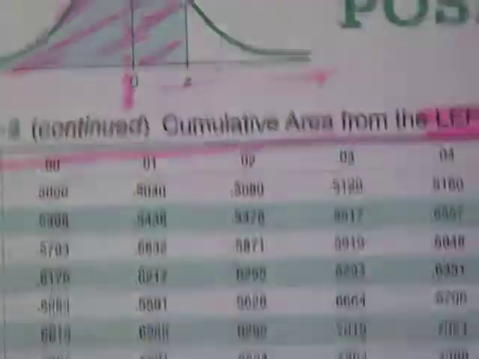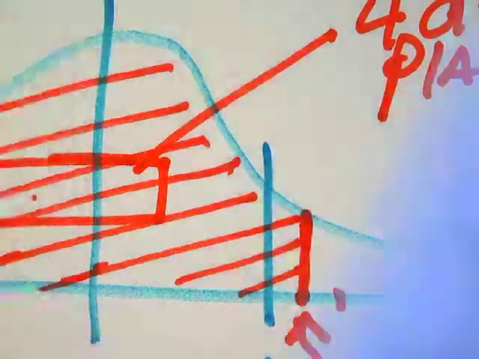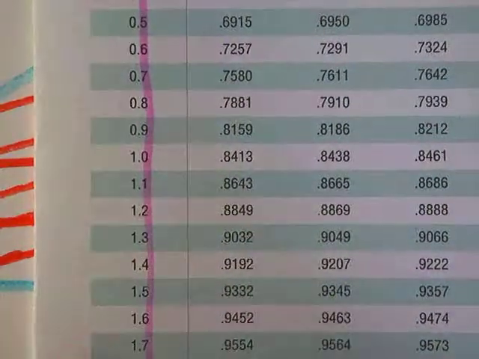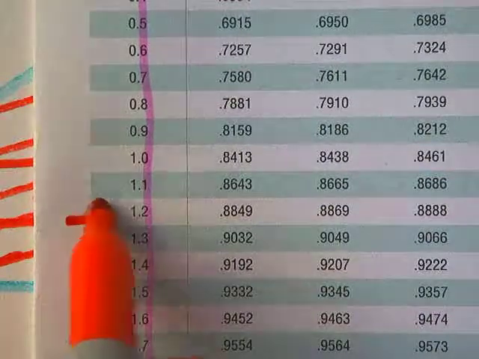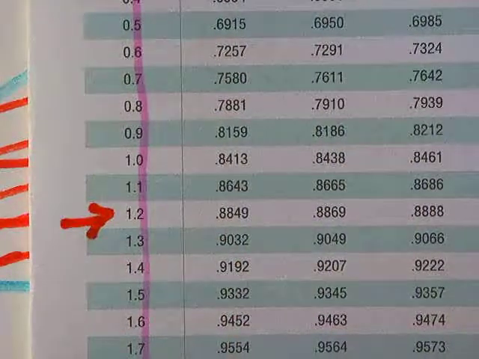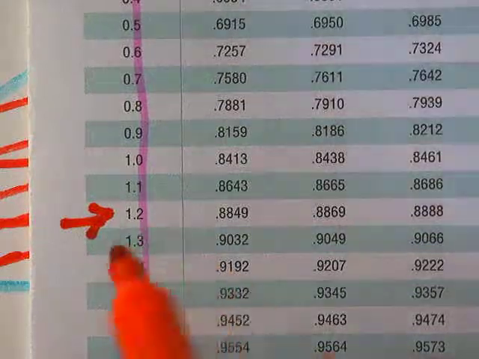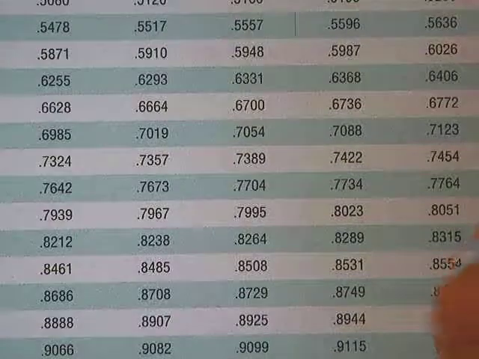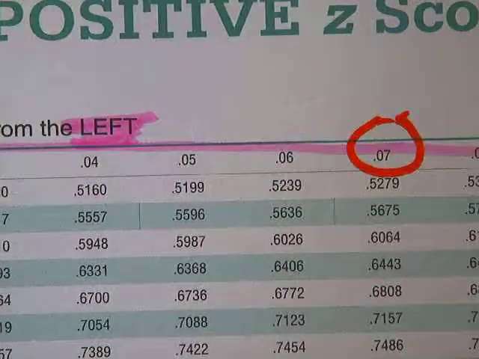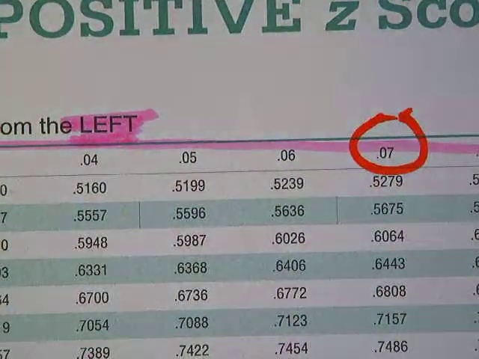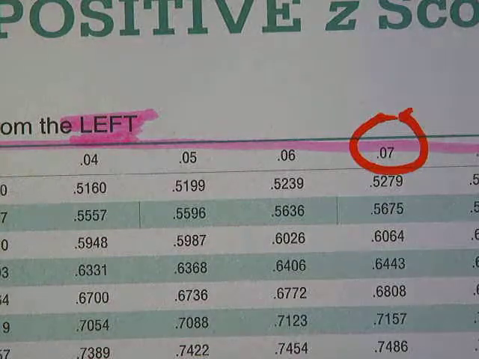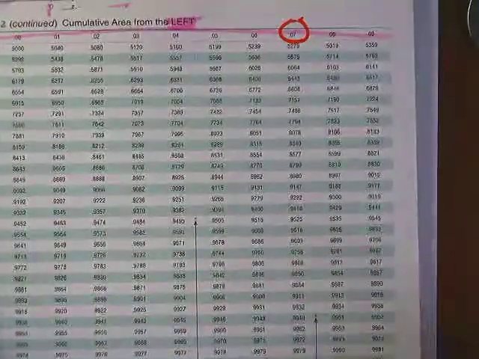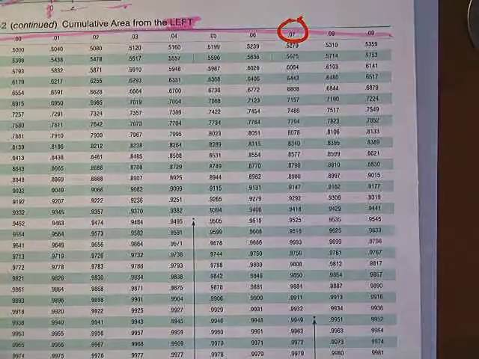Now you're going to have to work with me here because I can't get everything on the picture and you can see it. So first thing I'm going to do is find 1.2. So I go to my left hand side, and there is 1.2 right here. Now how do you get 1.27? Well, you take 1.20, that's over here, and you add 7 hundredths. So I'm going to have to go out a little bit so you can see it.